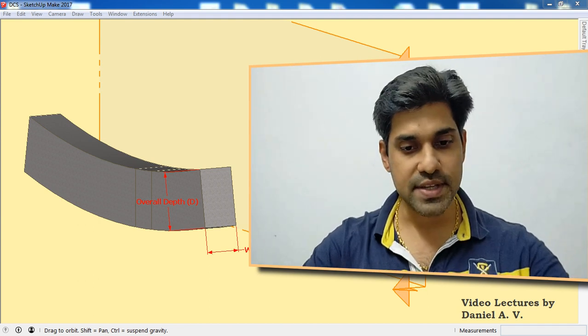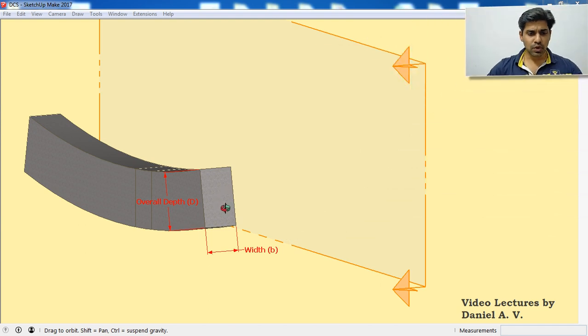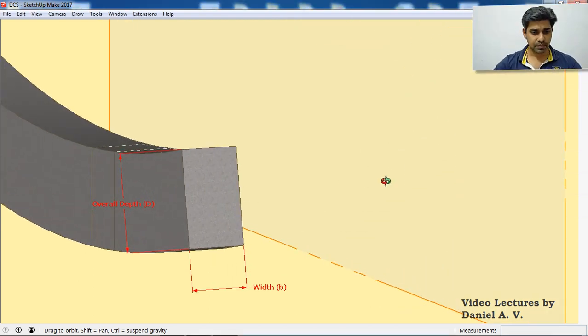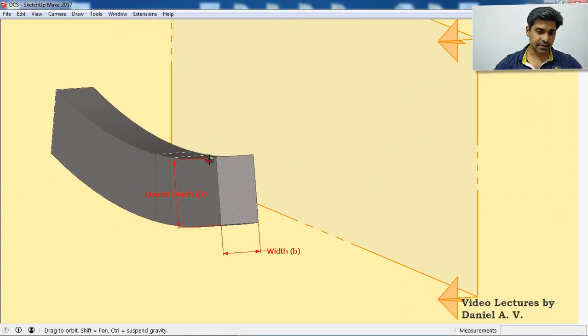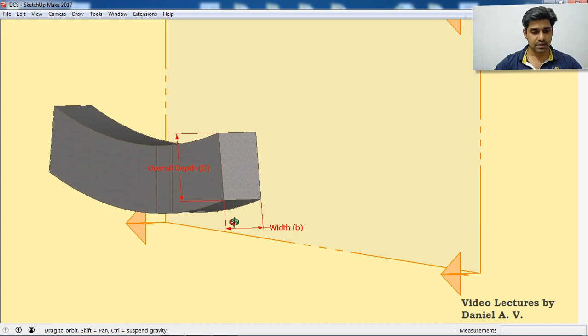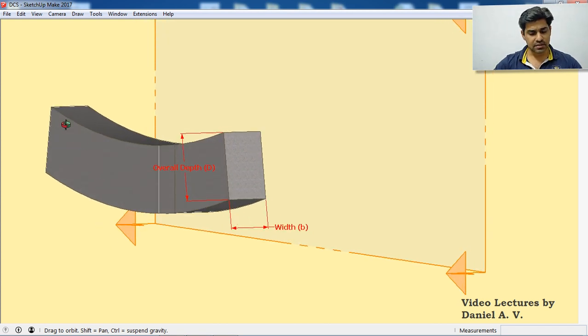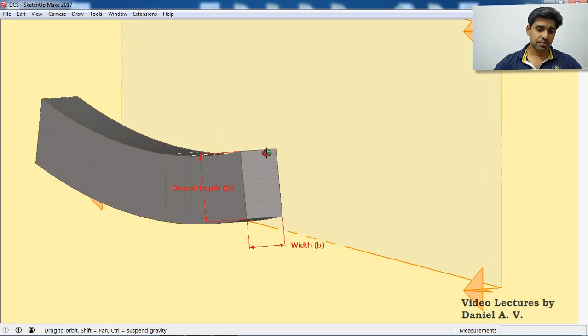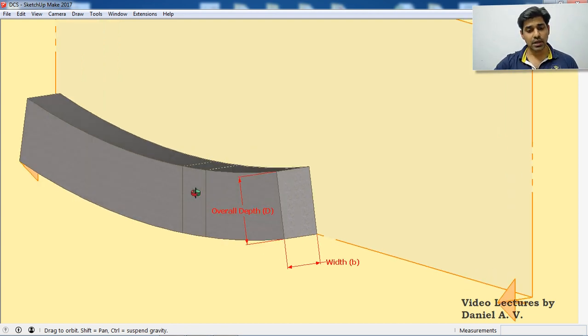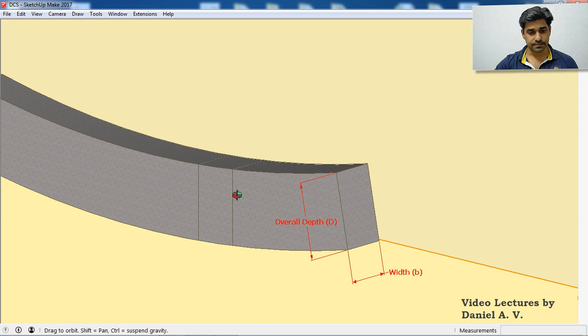So let's watch what is happening here. What we have here is a beam, okay? A beam having length L, overall depth D, and width B. And due to the action of some flexural load, it has got a profile like this, which is the profile after bending. So what we are going to do here is cut a section.